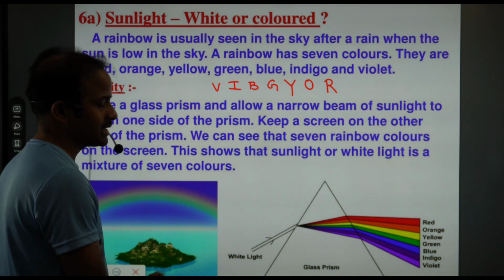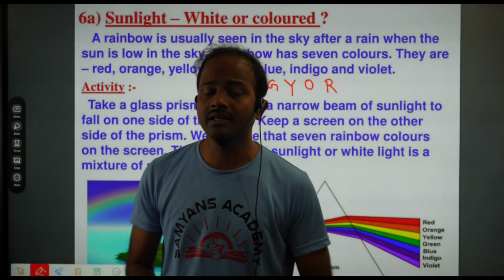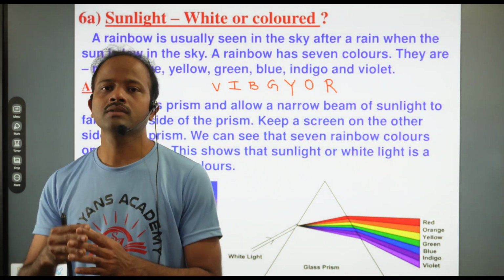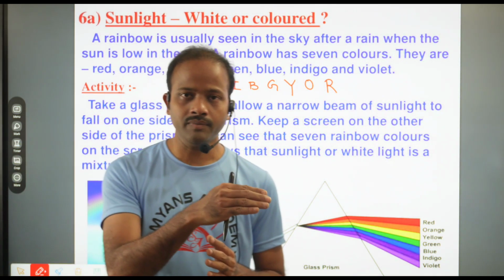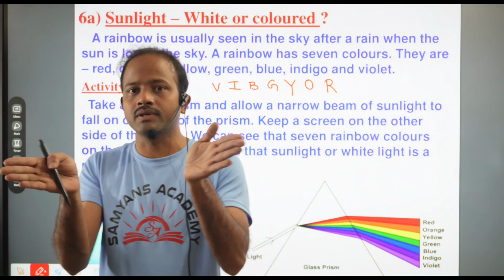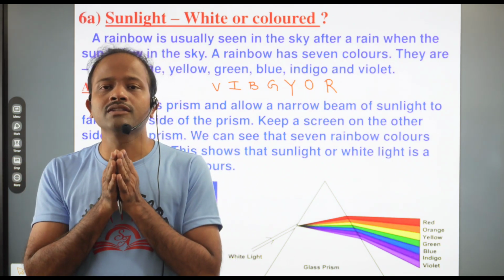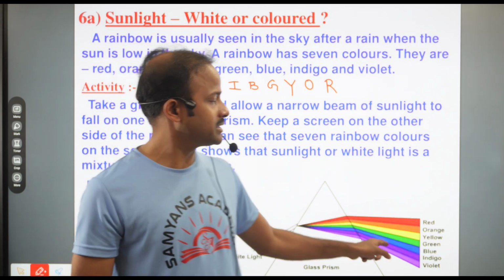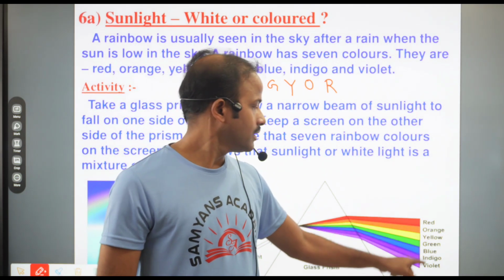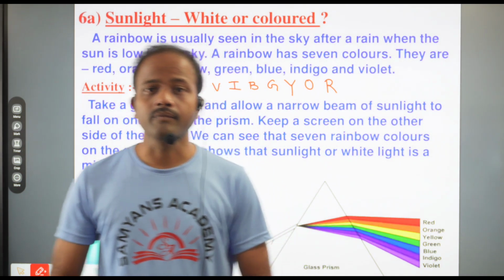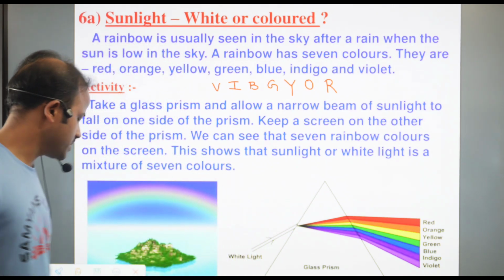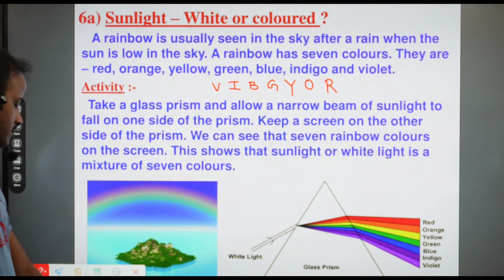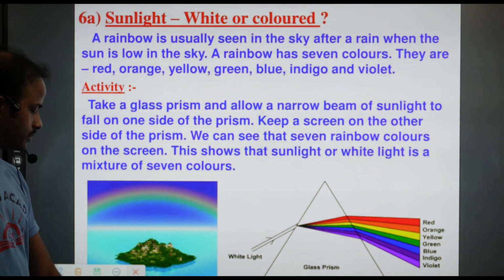Now when you pass the sunlight, sunlight is in which color? Sunlight is in white color. When you pass this white color through this prism, the sunlight disperses, means splits. The sunlight splits into how many colors? 7 colors. On the other side of the prism we can see these 7 colors from violet to red. Like this we can see VIBGYOR. Okay. Now this is about sunlight, white color. Now move on to the next one.